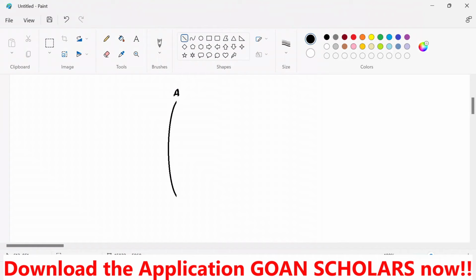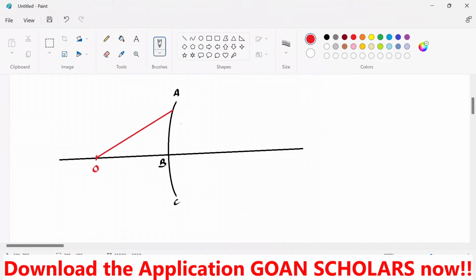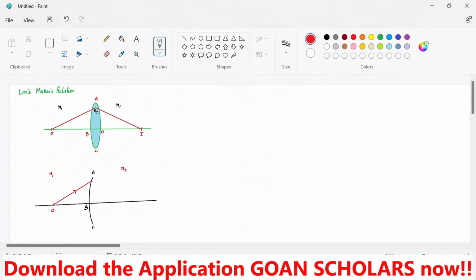Okay, let me draw the first principal axis, B, C. The object is placed at the same position O, and this is a ray which is going. Now pay attention, O is going here. N1, let's take it as air, and N2 is glass. If you pay attention in the first diagram, this ray is going from air to glass before it reaches ADC. So let's say if there was no ADC, then how will this ray move?